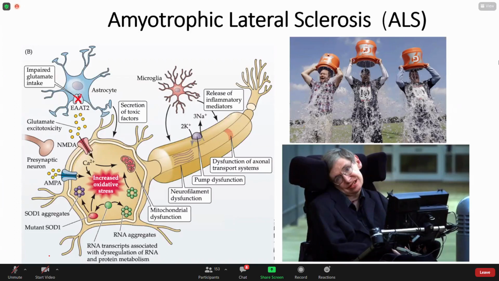There are also other mechanisms. For example, there is increased oxidative stress leading to the death of the muscle via dysfunction of the mitochondria. There is dysfunction of the neurofilament, dysfunction of axonal transport, pump dysfunction, and overactivation of the microglia. So there are multiple proposed hypotheses, and still there is no treatment, unfortunately. It's a very devastating disease. So I think this is the end.